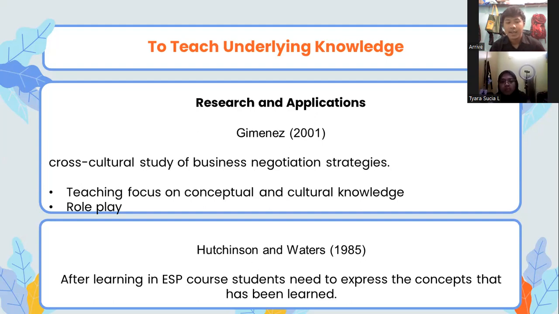The last one is Hutchinson and Waters in 1985, who proposed that the ESP classroom was the appropriate place to introduce students to concepts from their disciplines, in addition to the language the students would need to express these concepts. So basically, this last one is about how the students express what they've learned in class, just like that. Well, thank you very much.